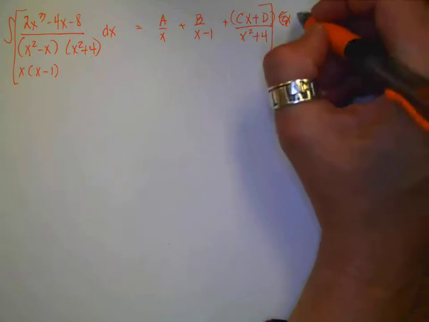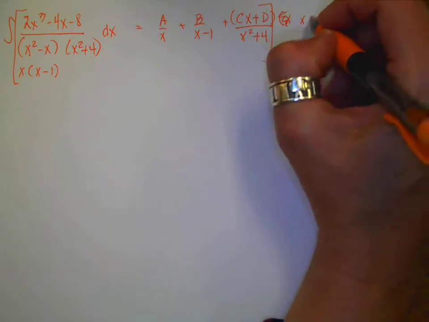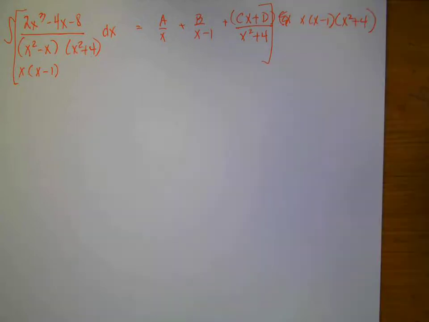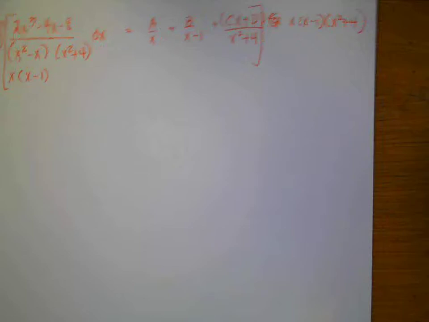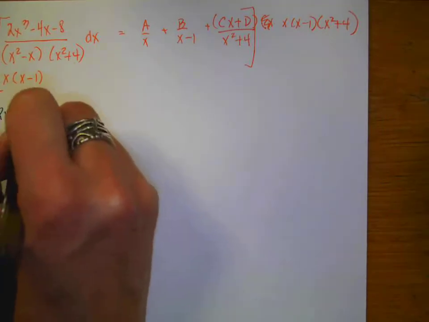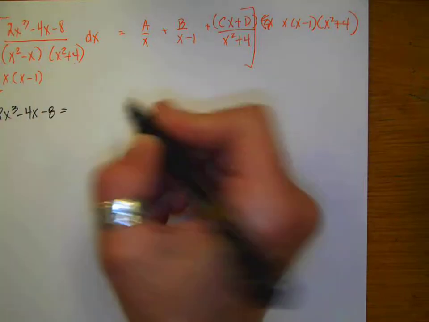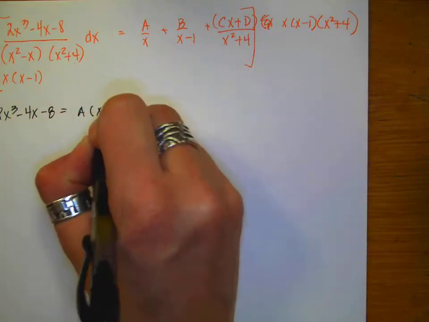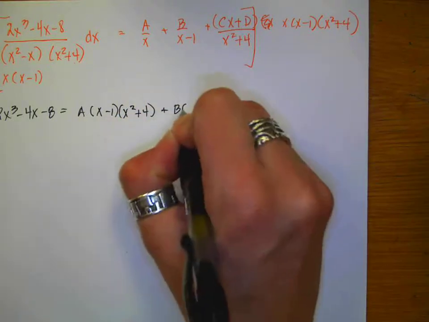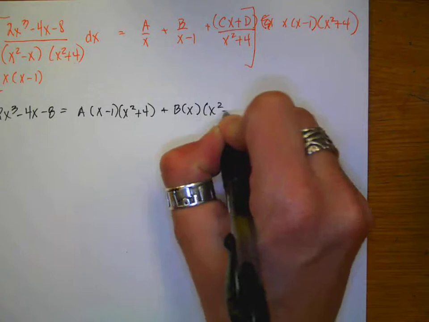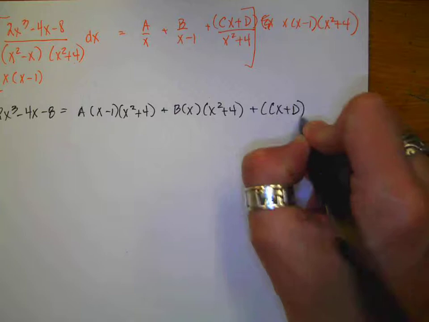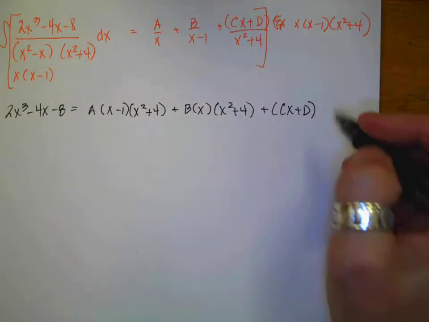Alrighty, so now remember the next step is to multiply both sides of the equation by the lowest common denominator, and I'm going to write it out in its factored form because it's easier to see what I need, okay? So if I do that, now I'm going to get 2x cubed minus 4x minus 8 is equal to a times x minus 1 times x squared plus 4.